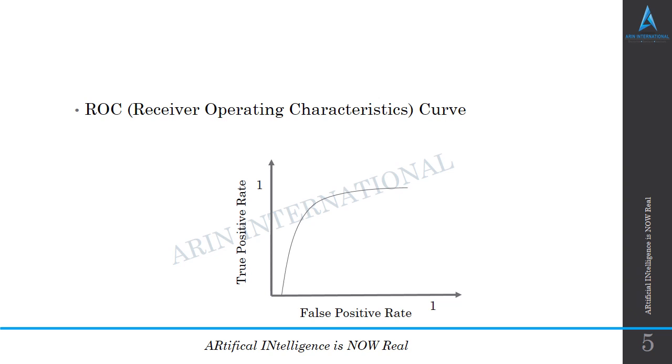And the last one is the ROC curve. Here it is a graph where on the x-axis we have the false positive rate and on the y-axis we have the true positive rate. The ideal case is when the false positive rate is 0 and the true positive rate is 1. As the graph is more and more steep, it is more towards the ideal.